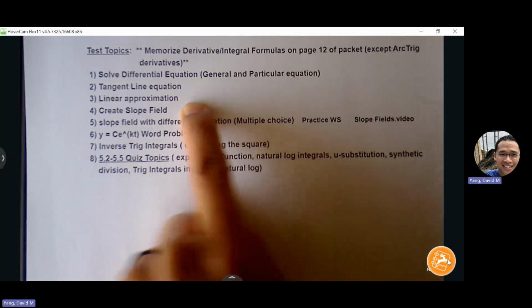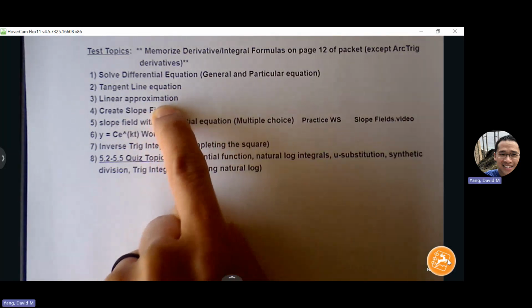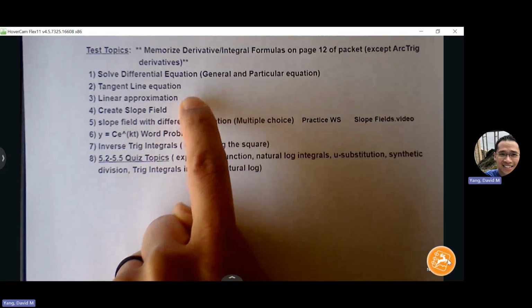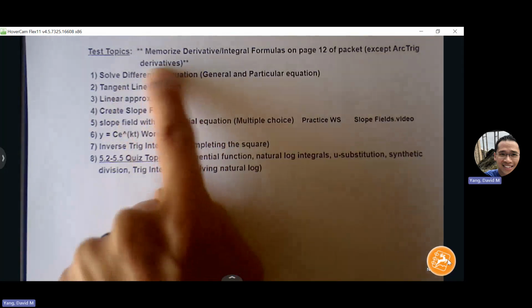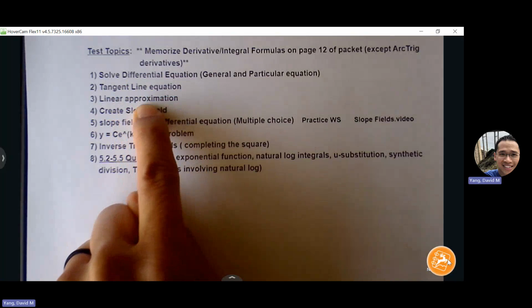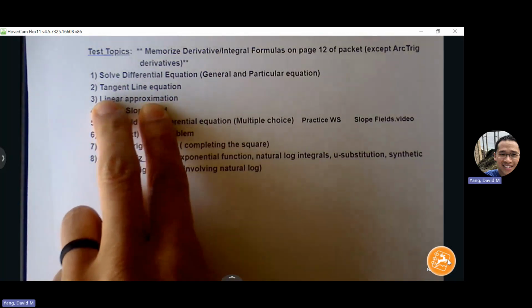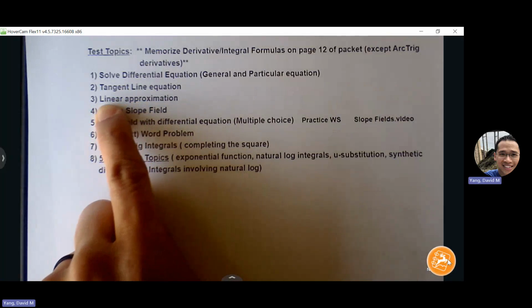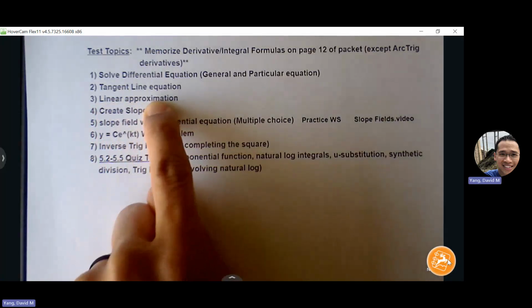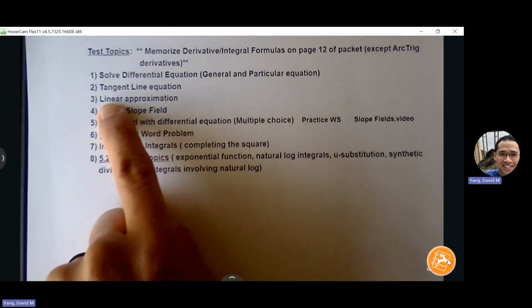And then linear approximation. It sounds complicated, but all you're doing is taking the decimal that they give you and plugging it into the x value of your tangent line equation. So it's just a one-step process, linear approximation. Okay, so the name says it all here. Linear, you're using your tangent line, and then you're approximating using a decimal. So you're inserting a decimal value into your linear equation.